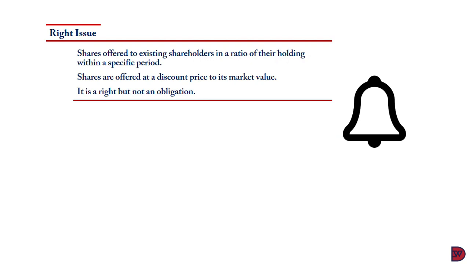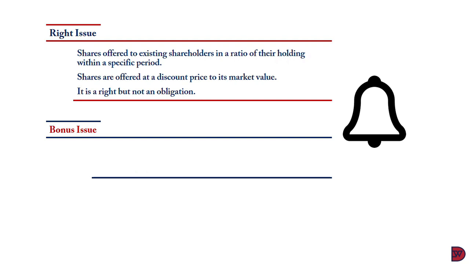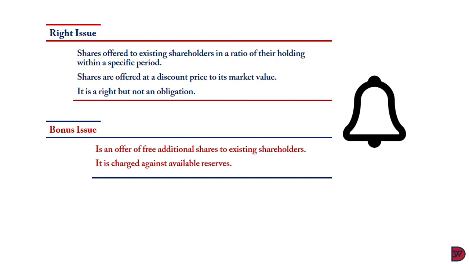Another issue of shares is the bonus issue. Now, a bonus issue is also known as a scrip issue or a capitalization issue. It is an offer of free additional shares to existing shareholders, also in a constant ratio to the existing shareholding. For example, a company may give 1 bonus share for every 5 shares held. Now, a bonus issue increases the company's shares but not its net assets. It is charged against available reserves.